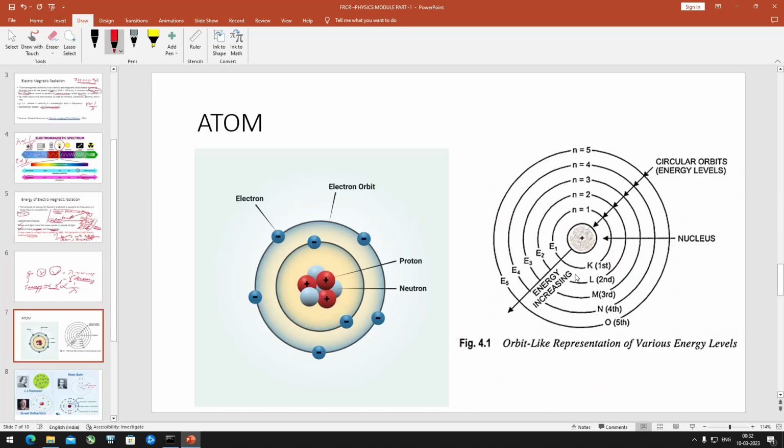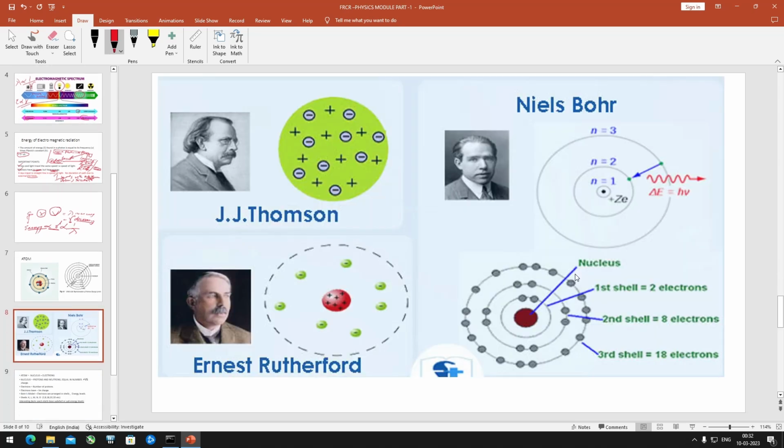Now coming to atomic structure, a very important part of our discussion today. We have had different people explaining atoms over the years. J.J. Thomson had one type of model in which he said the atom is composed of loosely arranged positive and negative charged particles. He didn't say that there is a nucleus or anything.